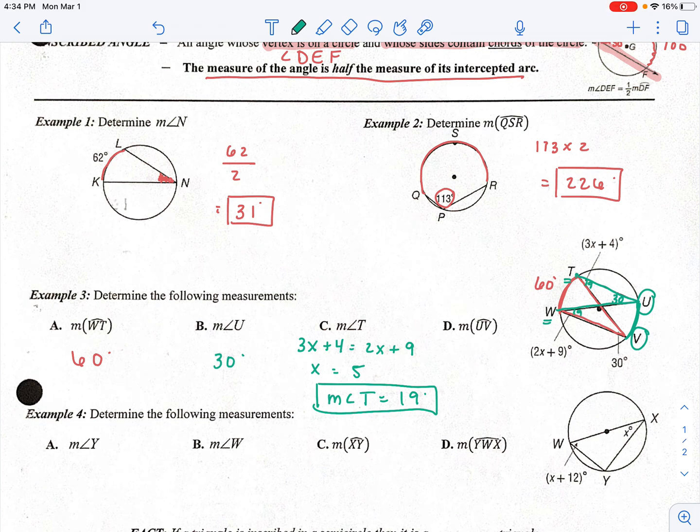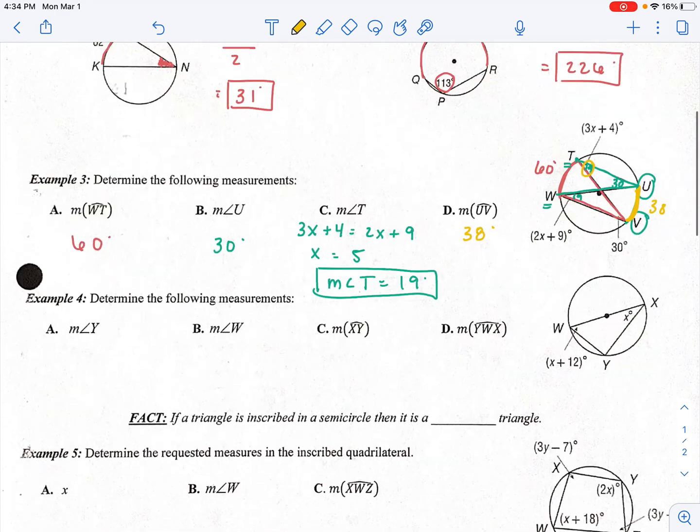Okay, so this is 19 degrees. That means that this one's also 19 degrees. Now they want us to find UV, which is this arc, which means it's double the inscribed angle. Well, 19 times 2, right, is 38. So that arc is 38.